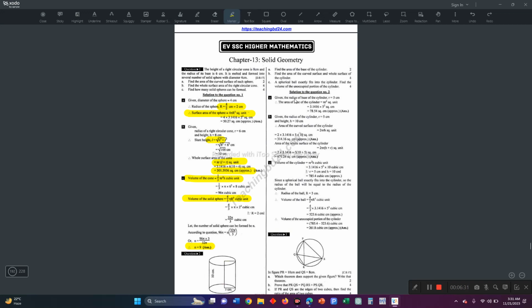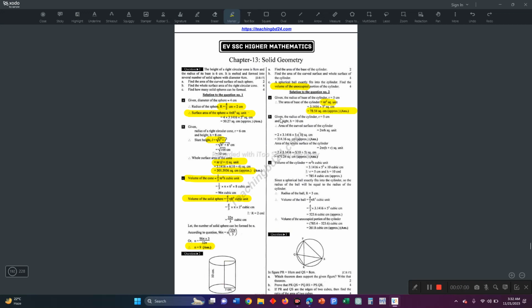That means we have to determine the volume of the cylinder. Then we have to determine the volume of the sphere. Then we have to subtract the volume of the sphere from the volume of the cylinder. Then we will get the volume of the unoccupied portion. So the area of the base of the cylinder is equal to the area of a circle, that is pi r square. As all these values are given, we can determine this very easily.